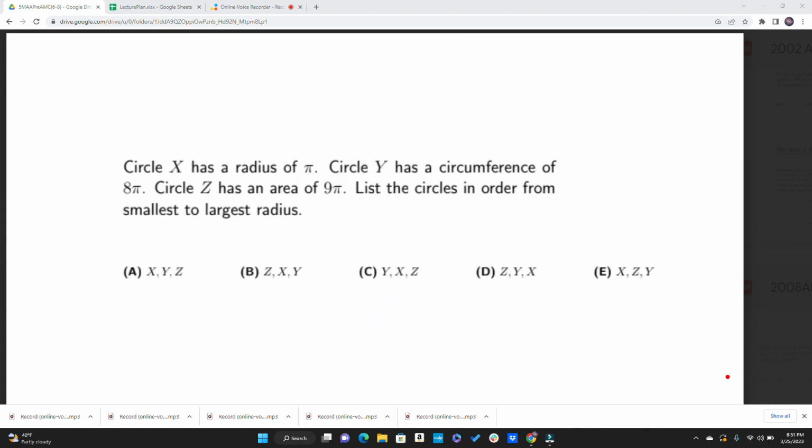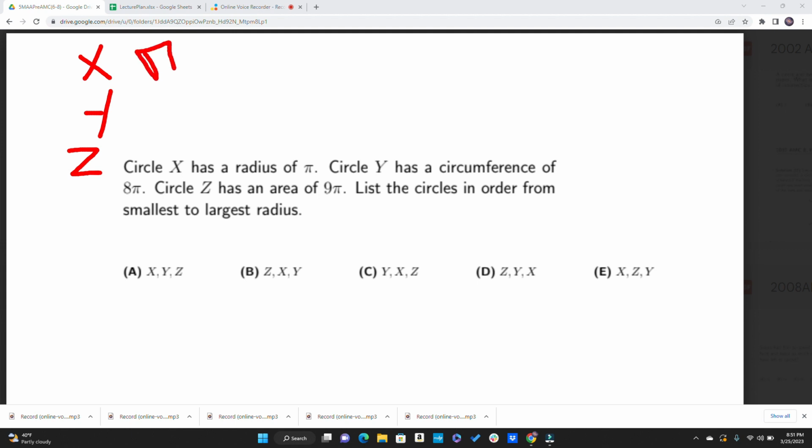Circle X has a radius of pi. Circle Y has a circumference of 8 pi. Circle Z has an area of 9 pi. So we want to find their largest and smallest radius. Alright, so X, Y, and Z. We already know X has radius pi. Okay, what about Y?